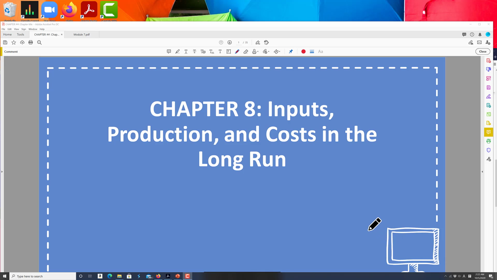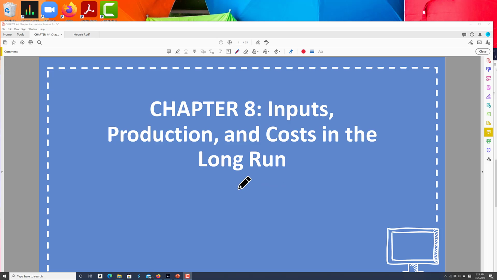In the last chapter, we considered inputs, production, and costs in the short run. In the short run, capital was assumed to be a fixed input, and labor a variable input. But whether one factor is a fixed input or a variable input depends on the custom. For instance, in Japan, employment is usually lifetime employment. Likewise, in France, it's very difficult to fire an employee.